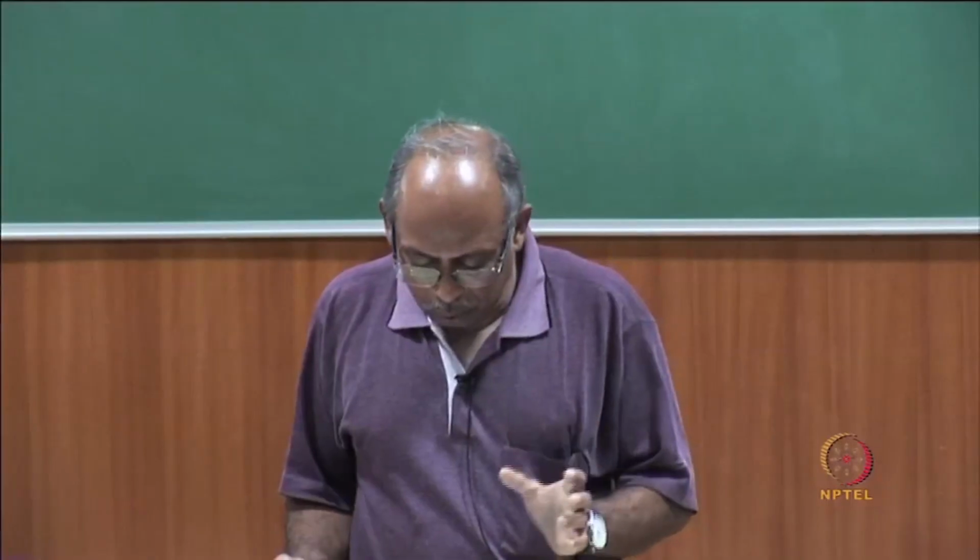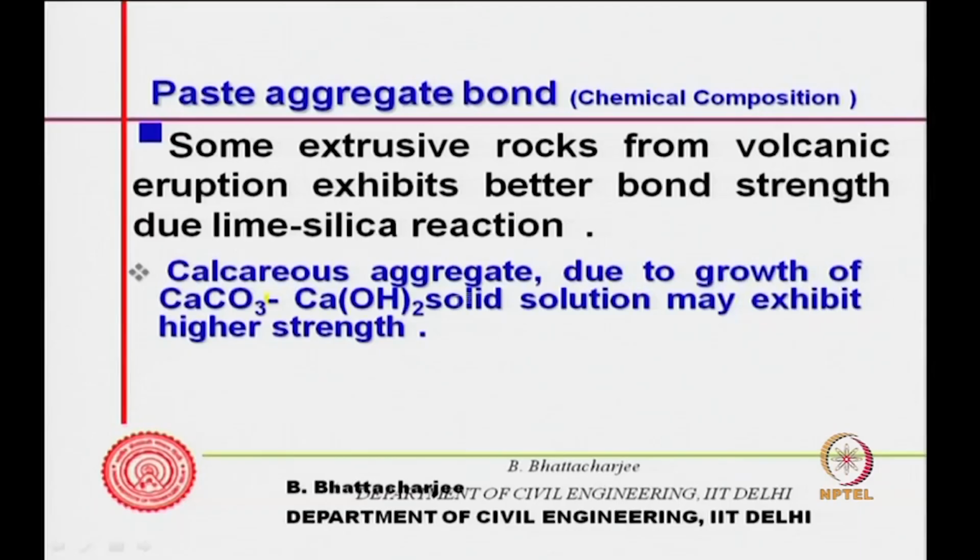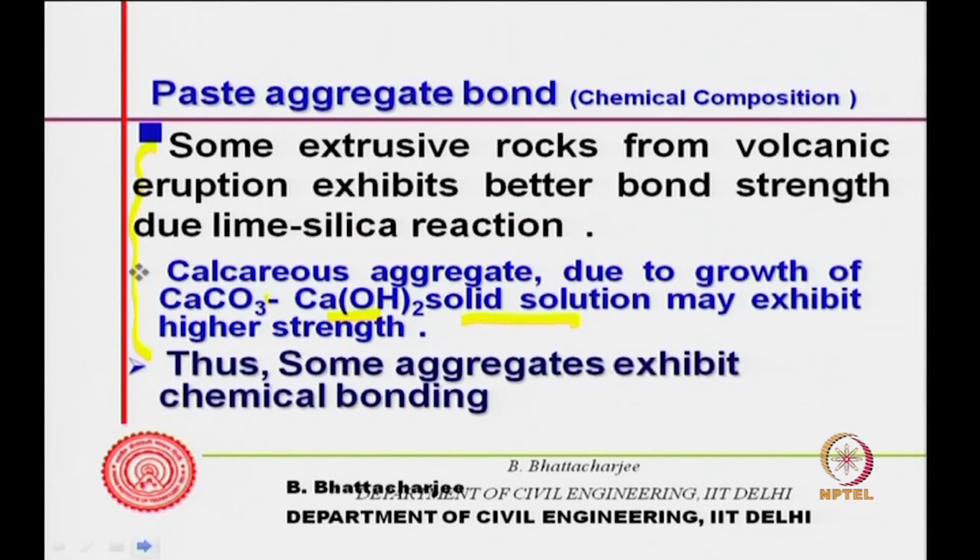Because of solid solution of calcium carbonate, some calcareous aggregate and calcium hydroxide produced from the cement hydration, solid solution can form. So, this may exhibit higher strength, but this is very rare, these two are not very common, chemical bonding is not very common. So, mostly it is mechanical, as I mentioned. Some aggregates exhibit chemical bonding, all right.